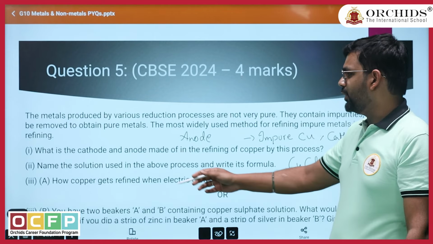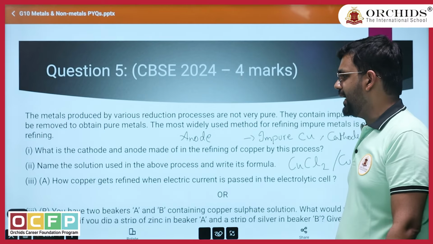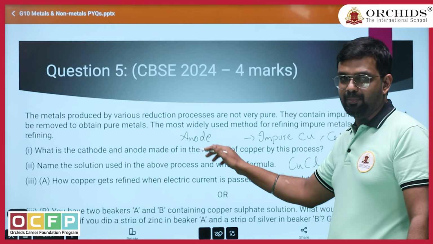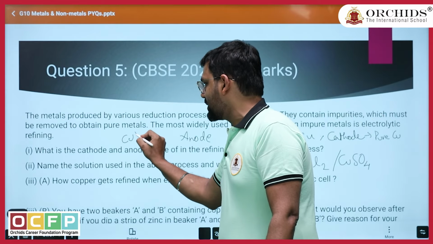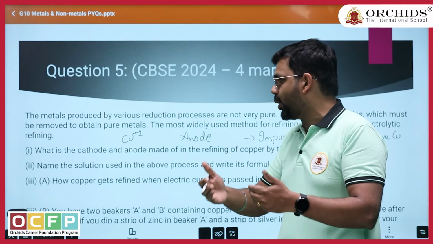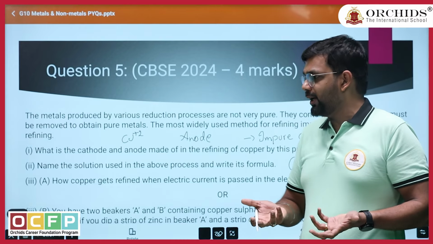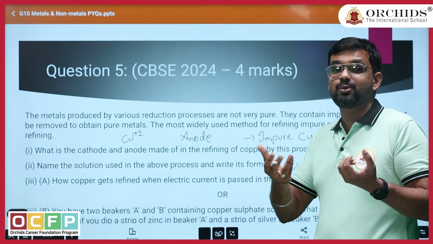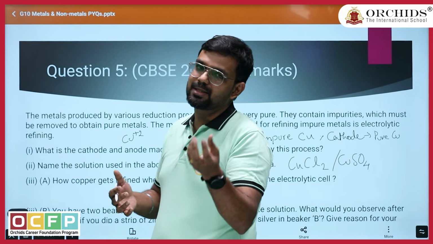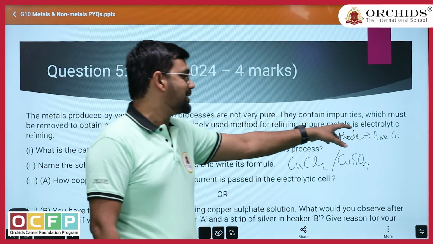Now, coming to the next one, how copper gets refined when electric current is passed. So we are doing basically the electrolytic refining, right? How do you think this is done? When the current is passed, from the anode the copper ions Cu2+ go into the electrolytic solution. What happens to the copper ions generated when electricity is passed through the electrolyte? Obviously they get deposited over the pure copper metal strip near the cathode.